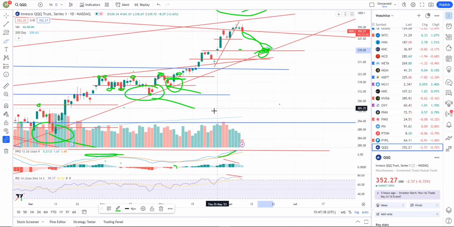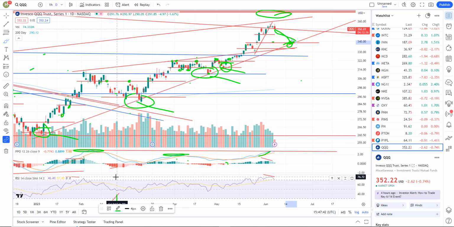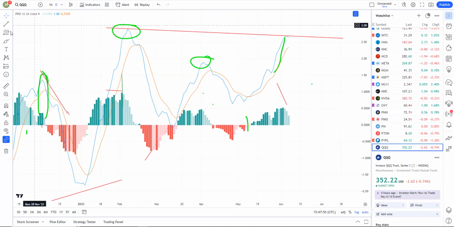Okay, so that's on the daily chart. The other thing to take note of: the RSI did burn through the negative divergence. It has been burned through. But if you look at the PPO, let me zoom in. On the PPO, there it is. That divergence is still intact.